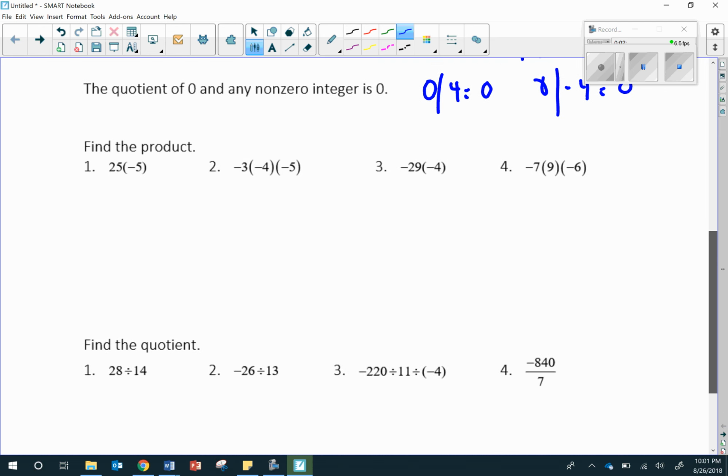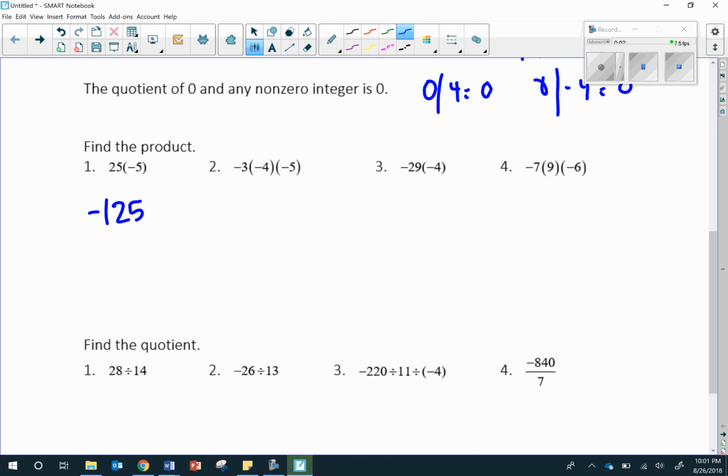Let's do a few examples together. We are going to find the product, so that means we are going to multiply them. If you see two numbers directly written next to each other, that is a clue to multiply. 25 times negative 5. Our signs are different, so our product is going to be negative. 25 times 5 is 125. Our product is negative 125.